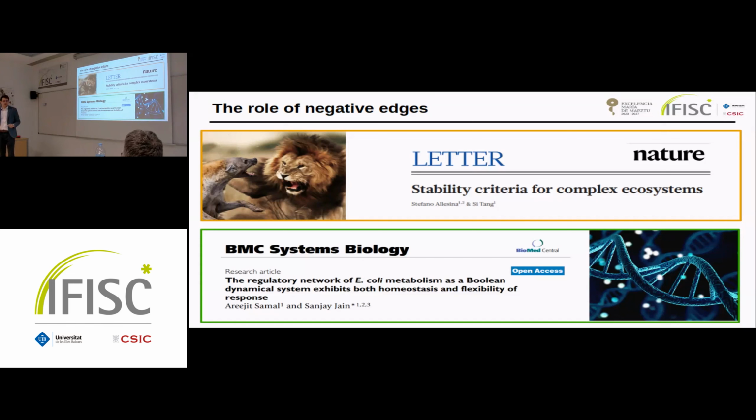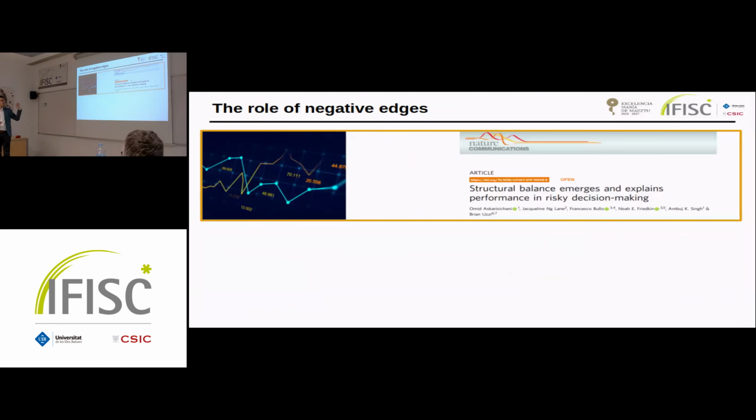And several papers have shown that the gene regulatory networks of E. coli are arranged in a way that are flexible to external stimuli, so irreversible with respect to external stimuli, but robust with respect to internal stimuli. And this is thanks to the negative edges.